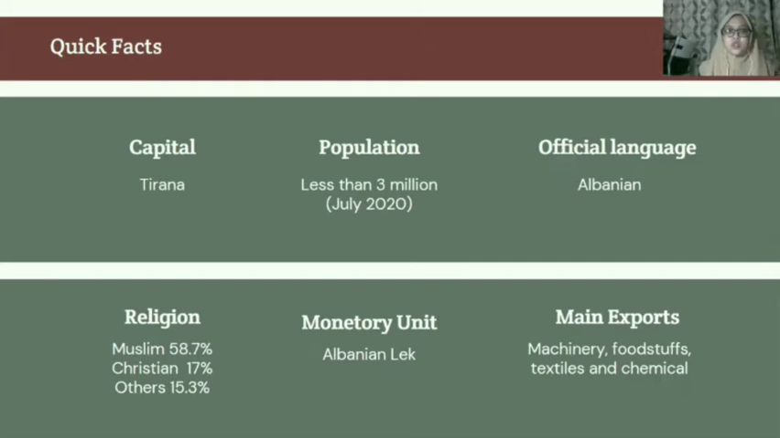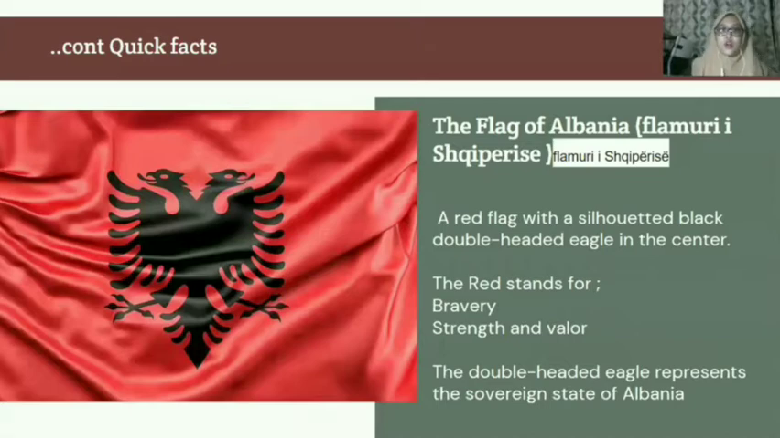In terms of religion, Muslims are the majority at 58.7%, Christians 17%, and others, either atheist or non-religious, 15.3%. The monetary unit is the Albanian lek. Their main exports are machinery, foodstuffs, textiles, and chemicals. This is the flag of Albania. The red color stands for bravery, strength, and valor. The double-headed eagle represents the sovereign state of Albania.